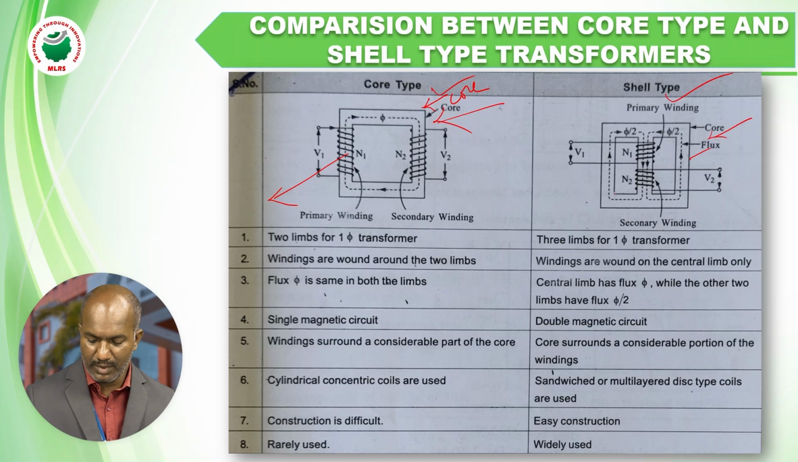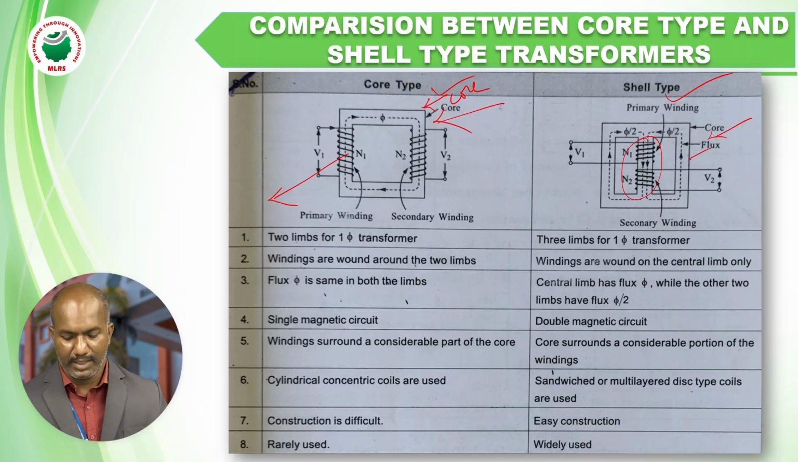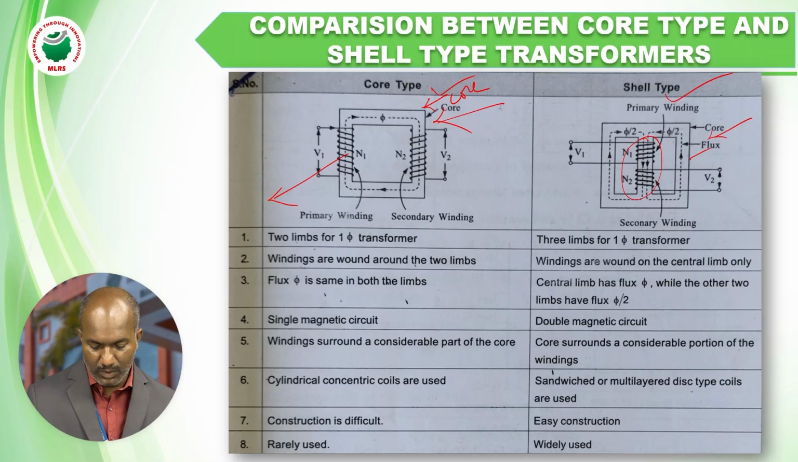Okay, this is a shell type transformer. These are primary and secondary. Windings are surrounded by the core. Here I have shown some differences between the core type and shell type transformer. In a core type transformer, there are 2 limbs for a single phase transformer. In a shell type transformer, there are 3 limbs for a single phase transformer. Here, what is a limb? Limbs means this is 1, 2 and 3. Okay, these are the limbs or legs.